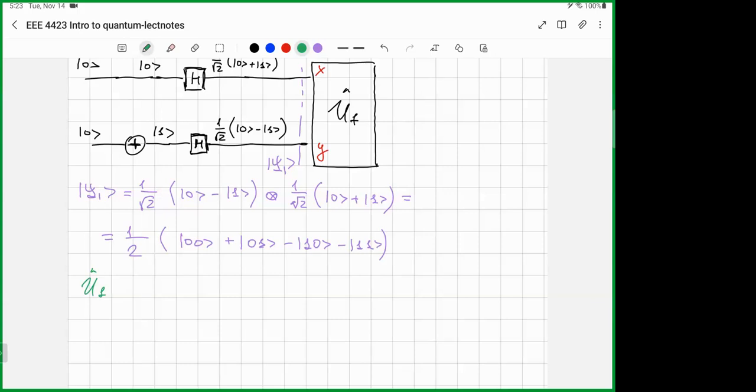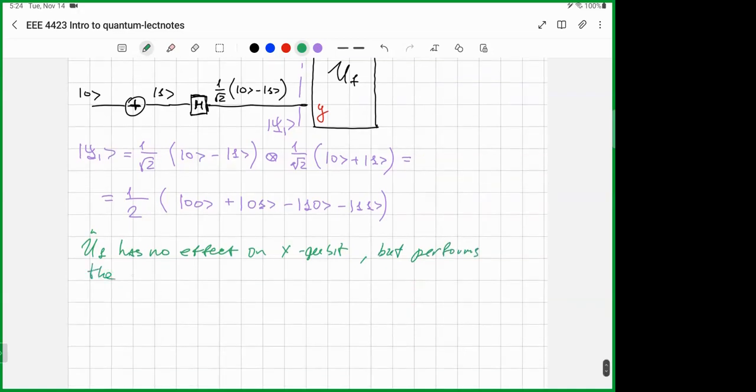f. Okay, but this operator is defined or designed in a way that it has no effect on the state of the x qubit, which is the upper one, but performs the operation y plus modulo 2, or addition modulo 2, f(x) on the y qubit.